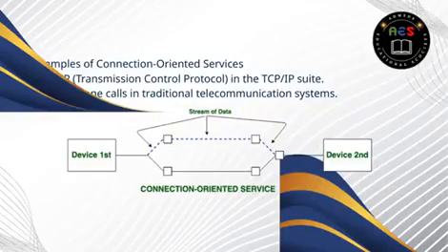Next, think about traditional telephone calls. They also rely on a connection-oriented approach. When you make a call, a dedicated connection is established between the two parties, and this connection stays active for the duration of the conversation. Both of these examples highlight the core idea of connection-oriented services, creating a reliable, continuous link between communicating entities. This approach is crucial when data integrity and order are priorities, and it ties into our overall discussion on how different network services operate to meet various communication needs.